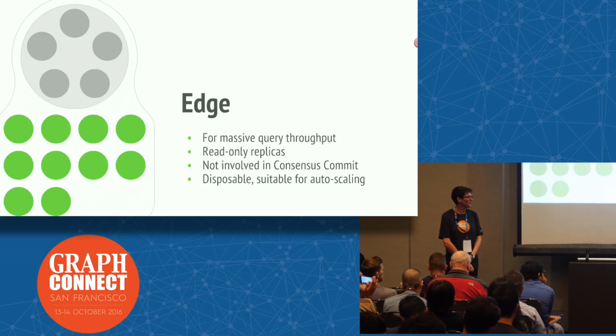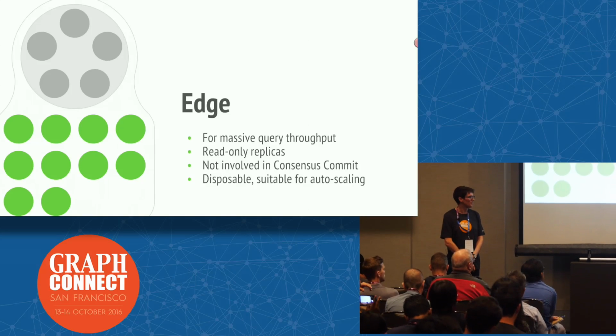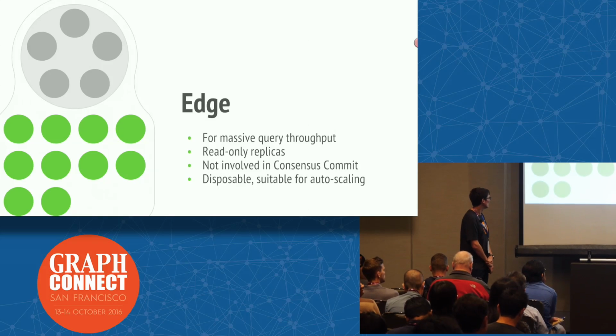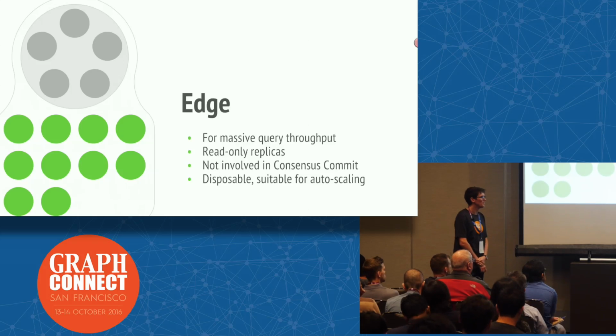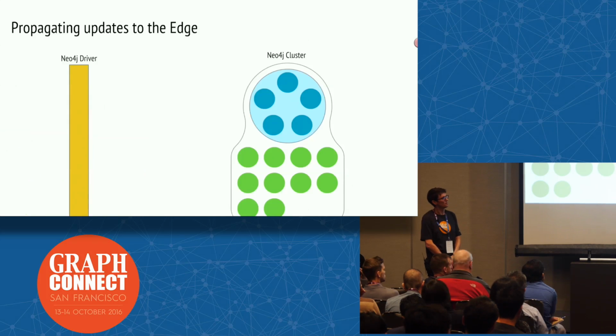So you can scale these up in a way that you don't have to worry about them being lost later on. So you can auto-scale them in a way that you can then throw them away later on when the load goes down and you don't need so many servers. And they're basically responsible for increasing read throughput.